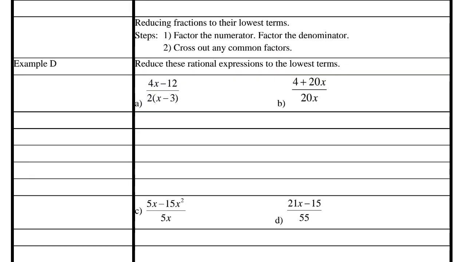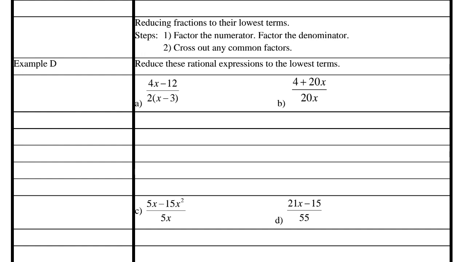All right, lastly, looking at example D, now we're going to look at reducing fractions. So the first step is you factor the numerator and factor the denominator, just like what we did on the last two examples. Then we can reduce and cross out anything that they have in common on top and bottom.